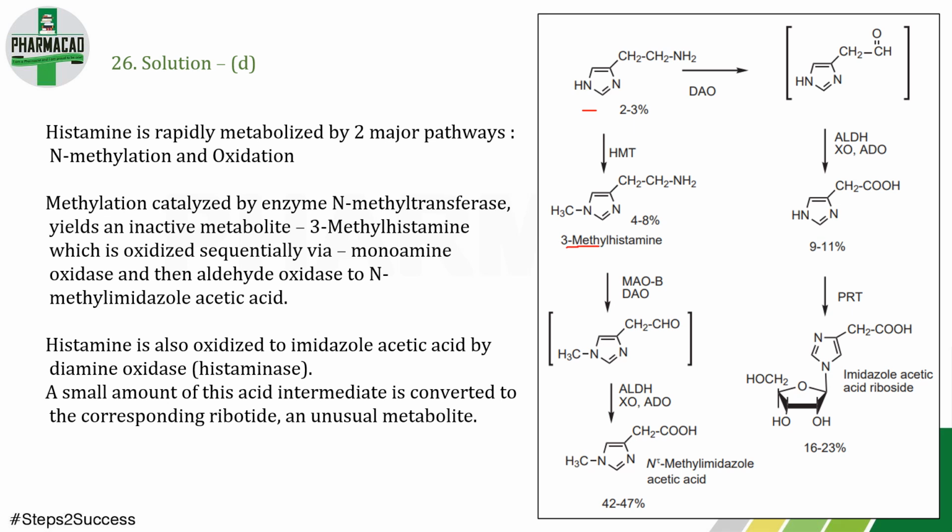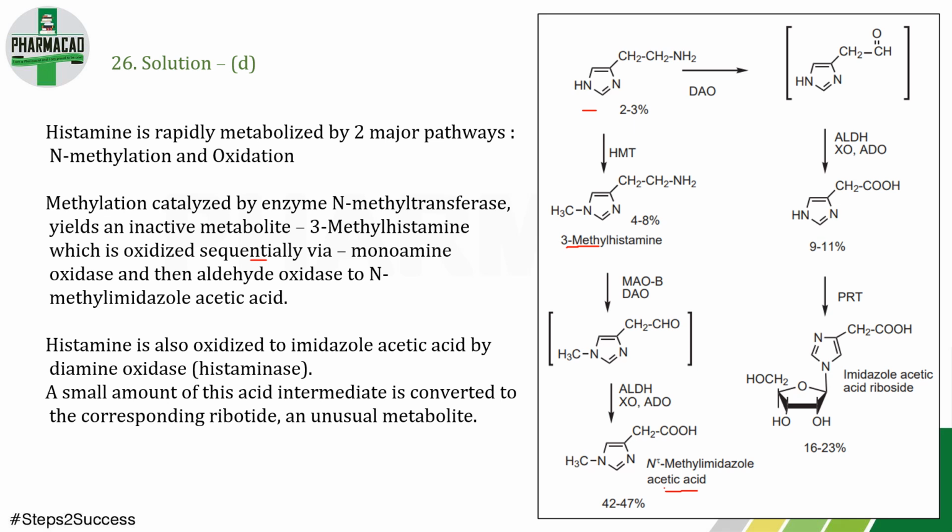3-methylhistamine. So the third position here, 1, 2, 3. At the third nitrogen, we have a methyl group. This 3-methylhistamine is oxidized sequentially via monoamine oxidase and then aldehyde oxidase, as you can see here, to a metabolite which is called N-methyl imidazole acetic acid. Then we have histamine, it is oxidized to imidazole acetic acid.